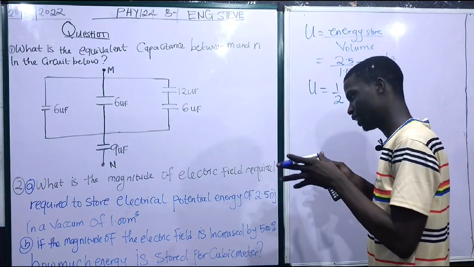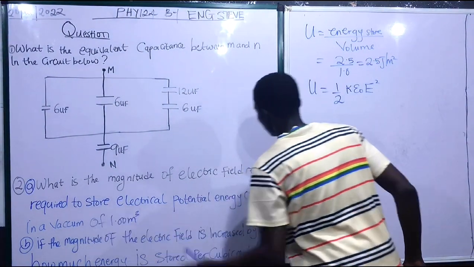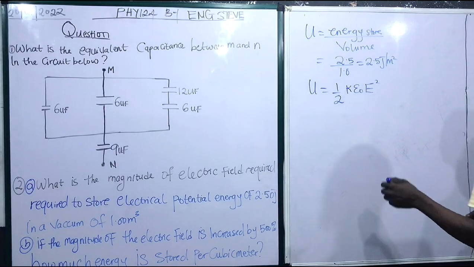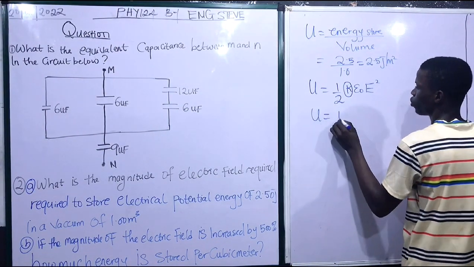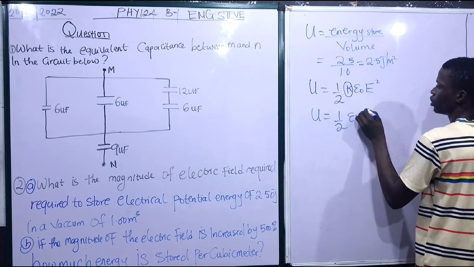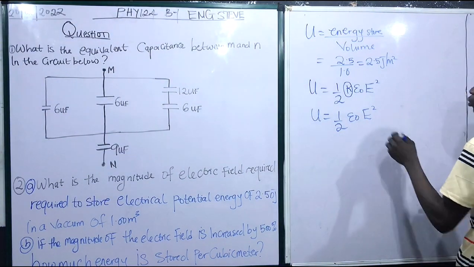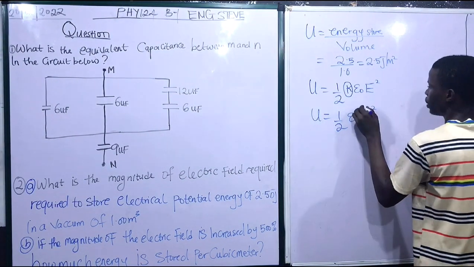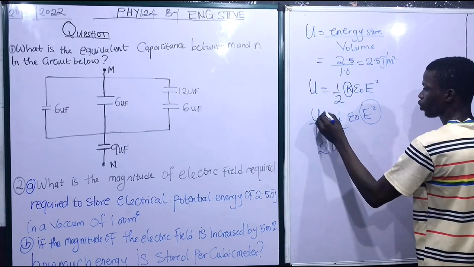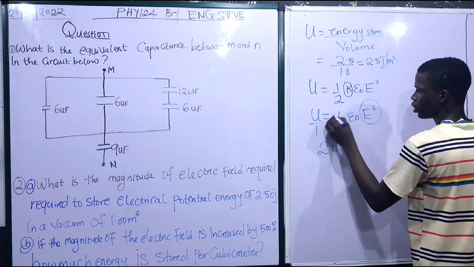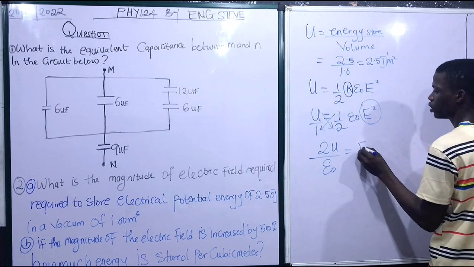From the question we are given, it's very obvious that the system is in a vacuum, and whenever we are dealing with a vacuum system, the permittivity constant is not required, so our U is therefore equal to 1/2 U naught E square. So from there, we have to calculate the electric field. If we make the electric field the subject of the formula, it will give us 2U over U naught is equal to E square.